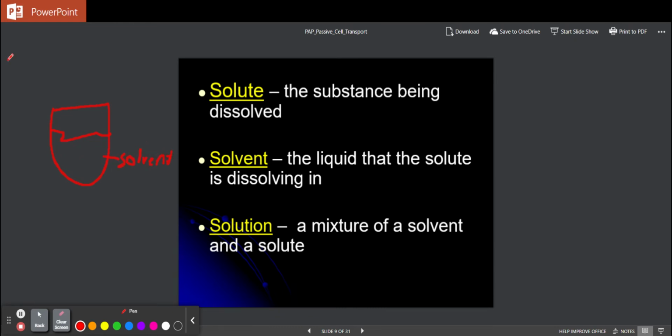Now, if I take a salt shaker and I pour a bunch of salt into the water, the salt would be the solute. So you can remember that as solute, salt, and then the solution would be the mixture of the two, which would be salt water.